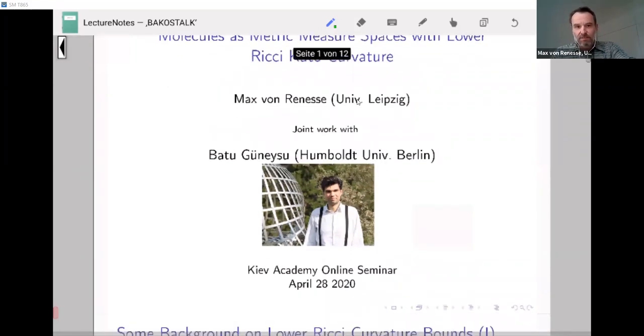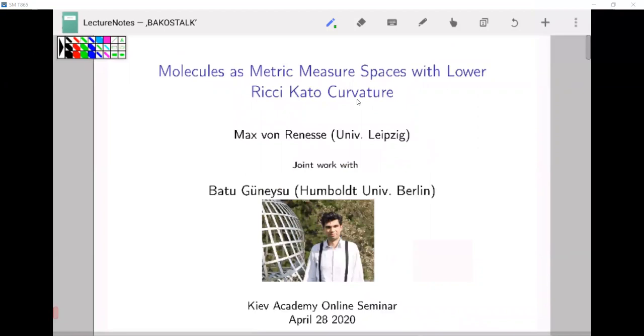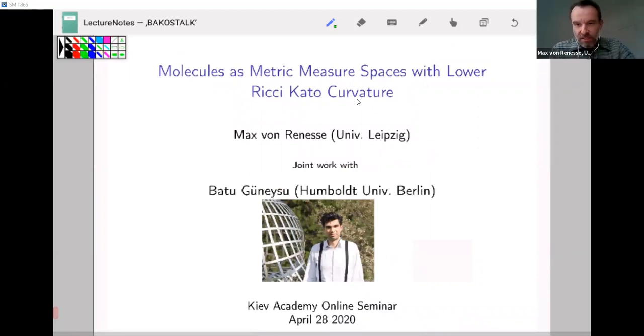Okay, so the title is Molecules as Metric Measure Spaces with Lower Ricci Kato Curvature. The title is a bit cheating for this paper, because we try to combine two things which are not necessarily completely connected, but of course we try to make the point that there is some connection. I will try to convince you that there is some connection here in fact.